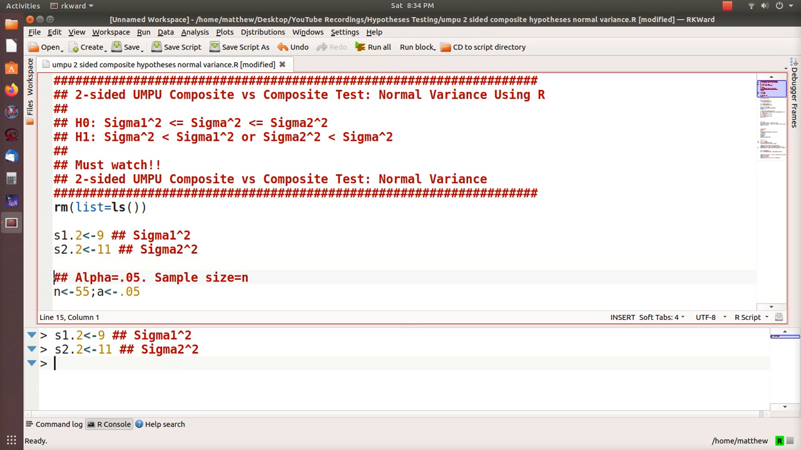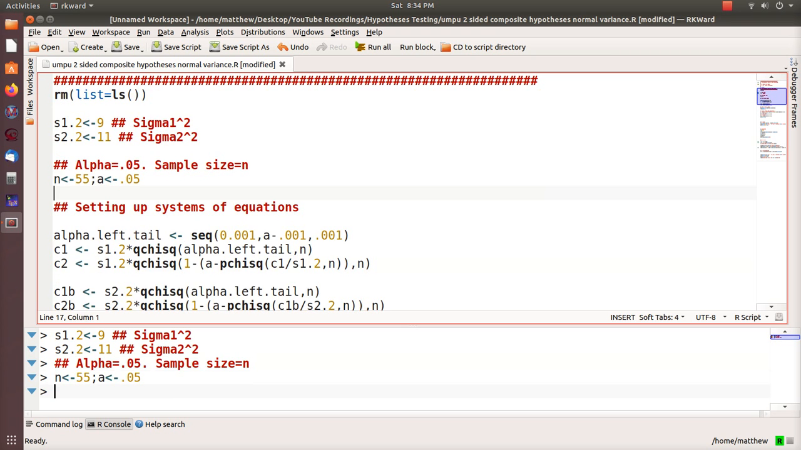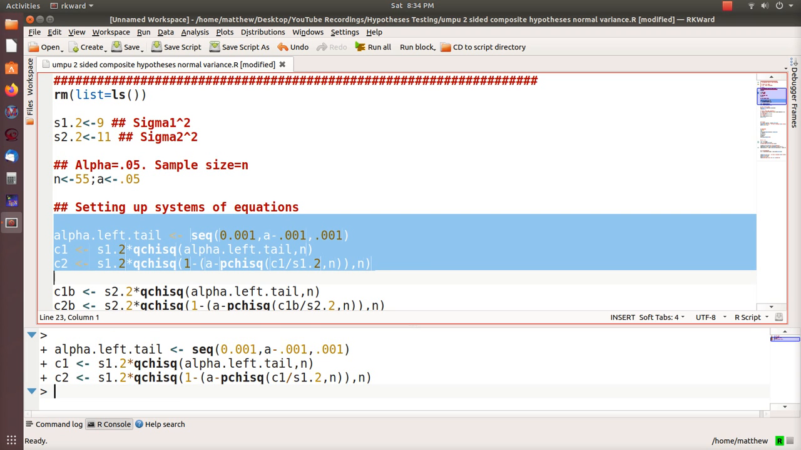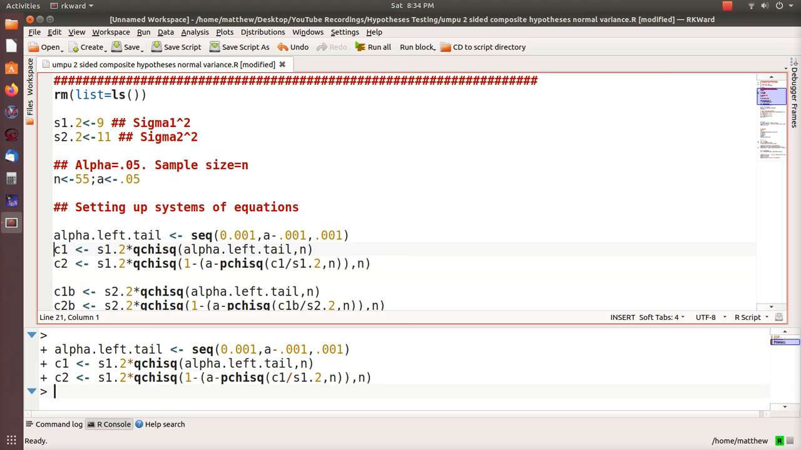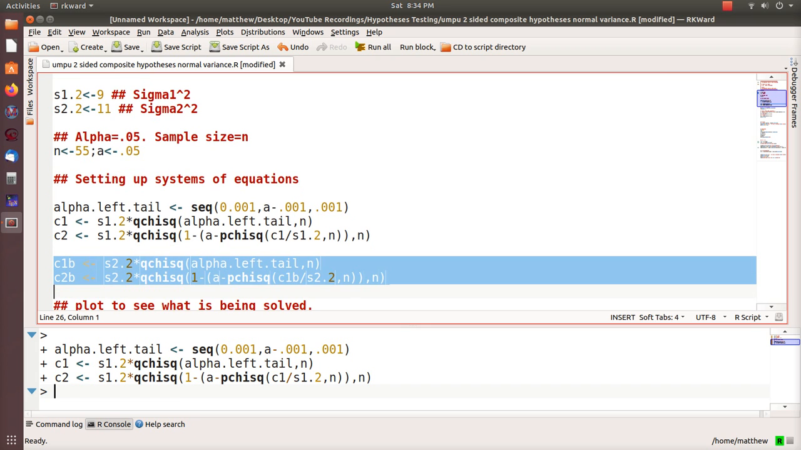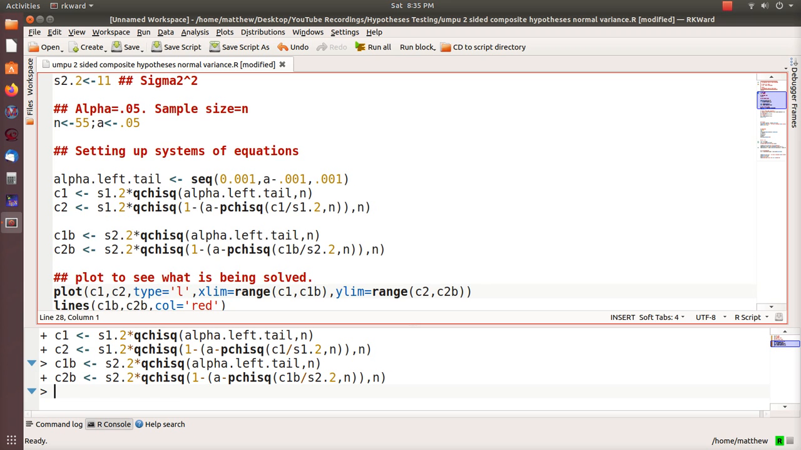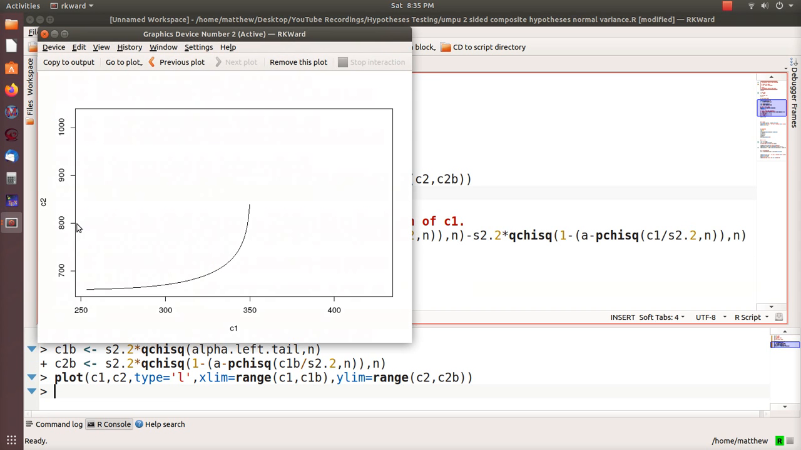We're going to do a sample size of 55, alpha 0.05 test, and the two equations that we developed in the preceding video of this playlist set up two criteria. One was this, where we had equations for C1 and C2 values, and then we had another criterion, the expected value of the test function under sigma 2 squared. It creates this set of equations. And so what I want to do is plot these and show you exactly what's going on.